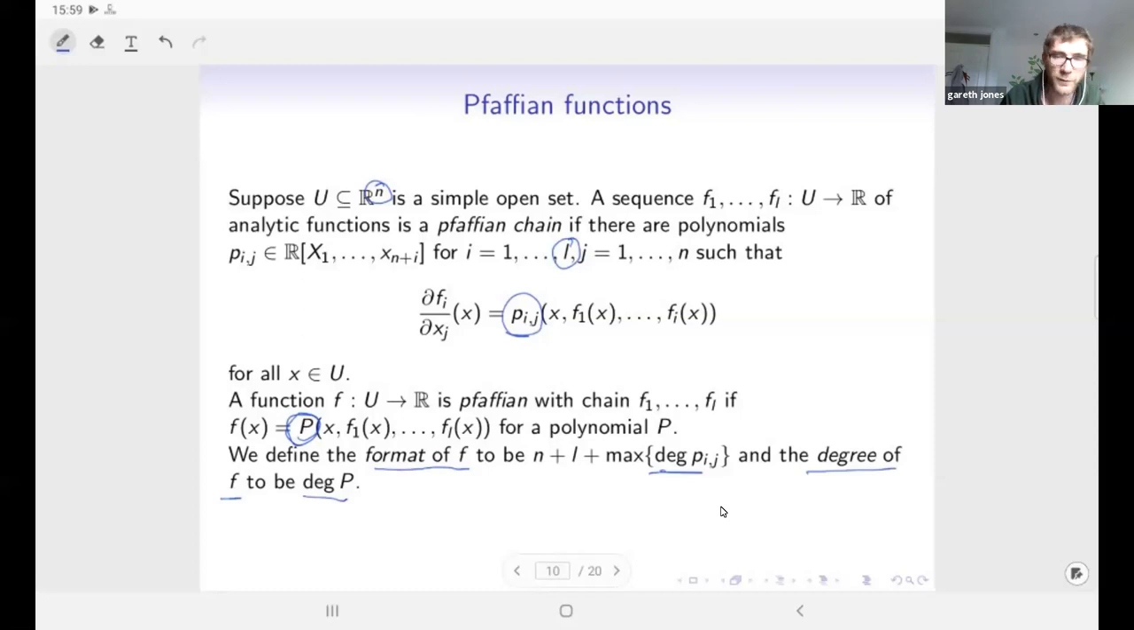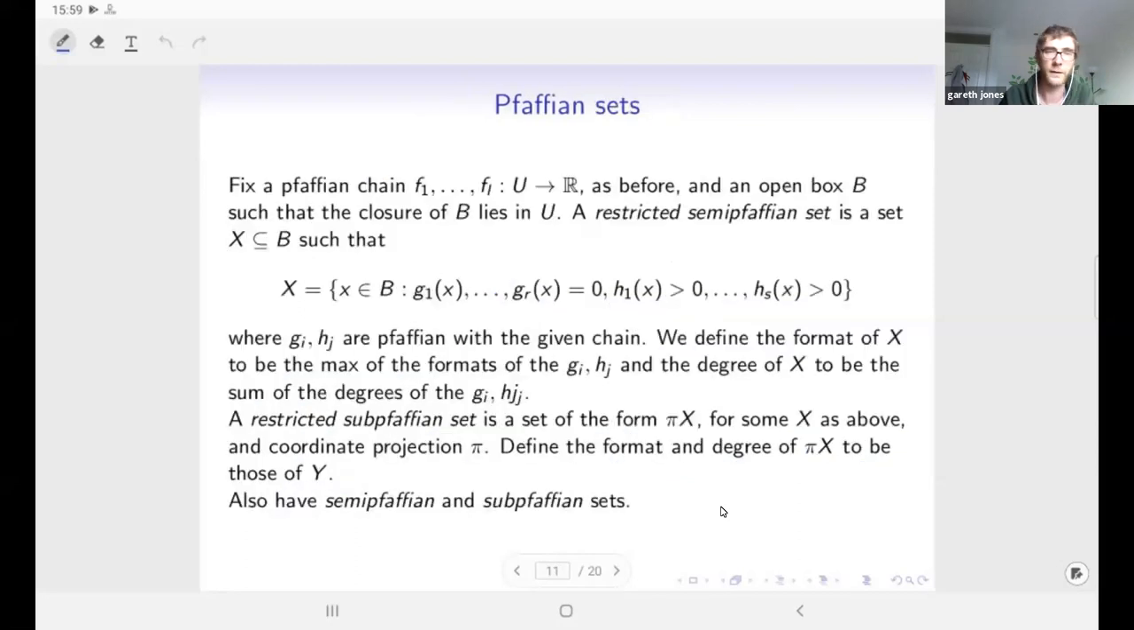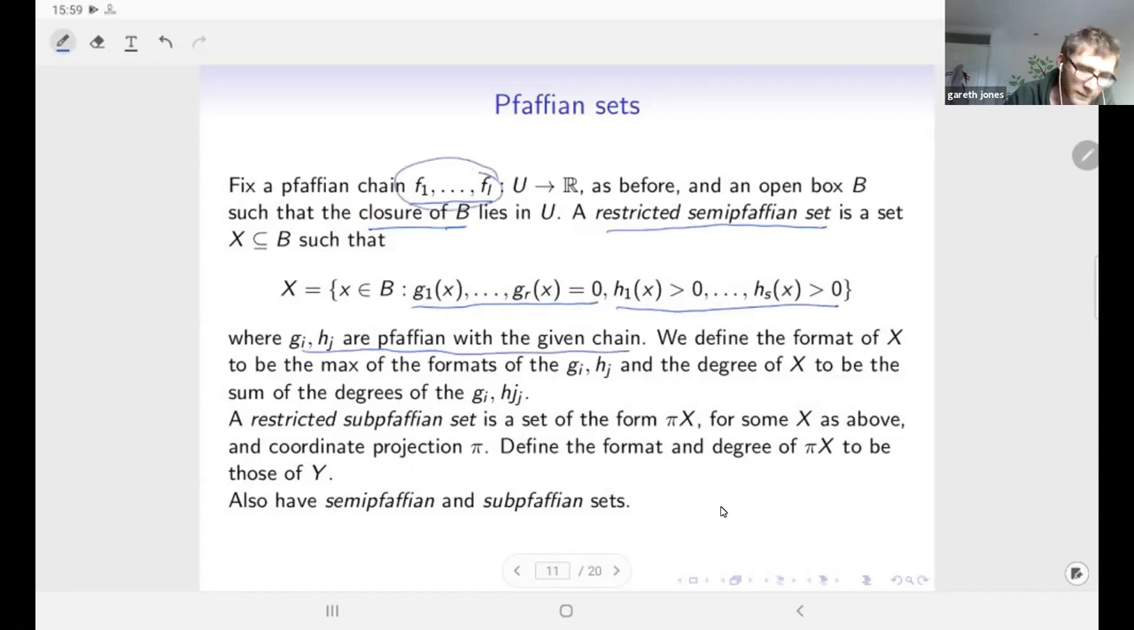Okay, so now I'm going to introduce some sets that are defined using pfaffian functions. So pfaffian sets. So let's fix a chain and an open box B whose closure lies in my simple domain U. So then a restricted semi-pfaffian set is a subset of B that's picked out by setting some pfaffian functions equal to zero and making some positive. So all of these g_i's and the h_j's, they're all pfaffian with the chain that I've got here. And then given a set like this, I can define its complexity. The format will be just the maximum of the formats of these functions here. And the degree will be the sum of the degrees of these functions, the functions defining it.